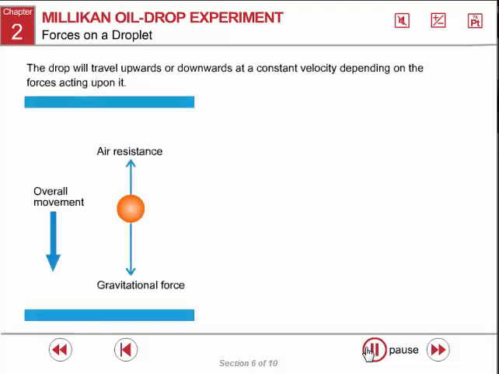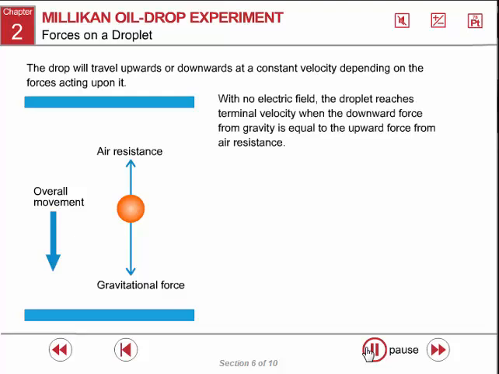The drop will travel upwards or downwards at a constant velocity depending on the forces acting upon it. With no electric field, the droplet reaches terminal velocity when the downward force from gravity is equal to the upward force from air resistance. V0, the terminal velocity, equals -k, which is a constant based on air resistance, times m, which is the mass of the drop, times g, which is acceleration due to gravity.